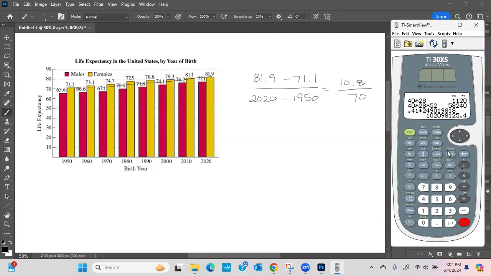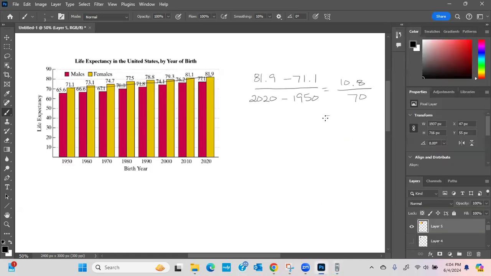Let's go ahead and clear my screen here, and I can actually speed this up by typing on my number pad. And I get 0.1542. So I'll write 0.154. What in the world does that represent? Well, let's talk about what that represents.